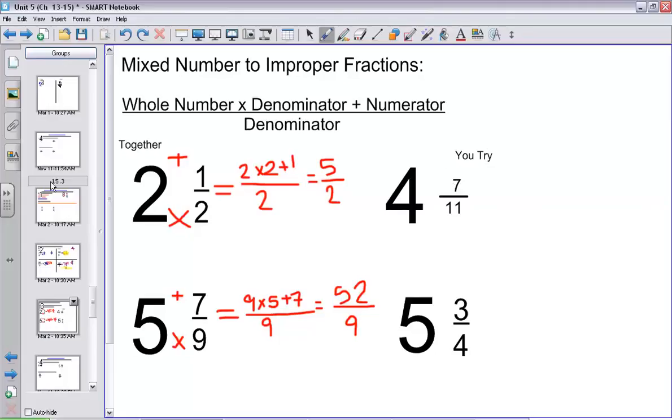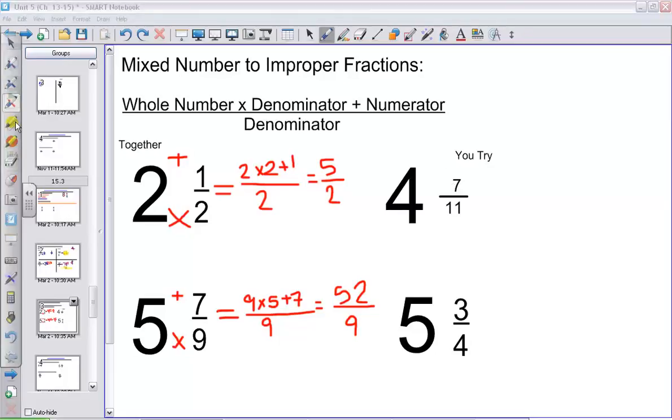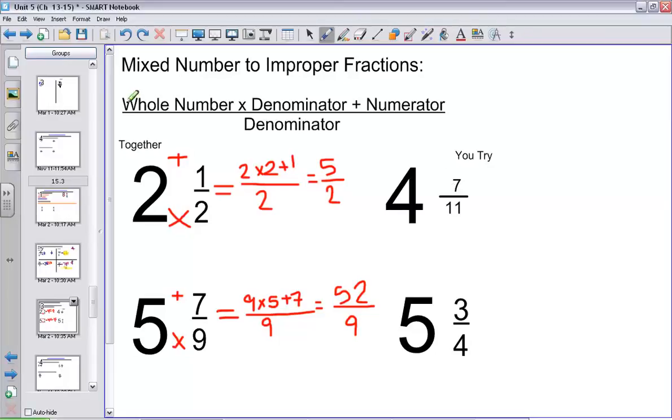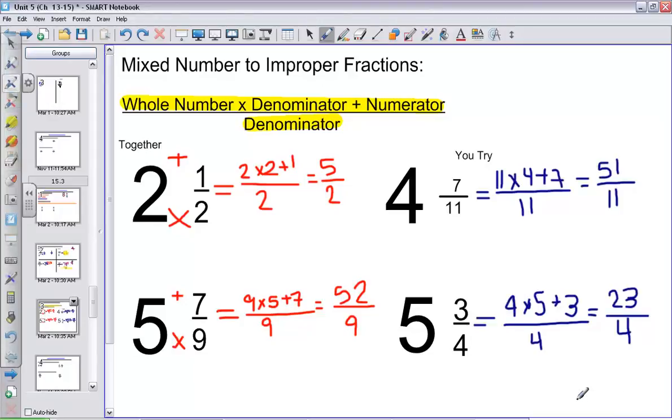Alright, now we're going to pause the video and you're going to try these you-try problems. Remember, use the formula given to you and use this formula up here to help you turn 4 7/11 into an improper fraction.